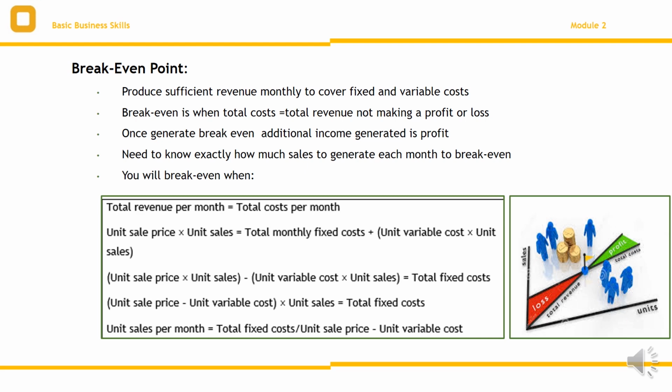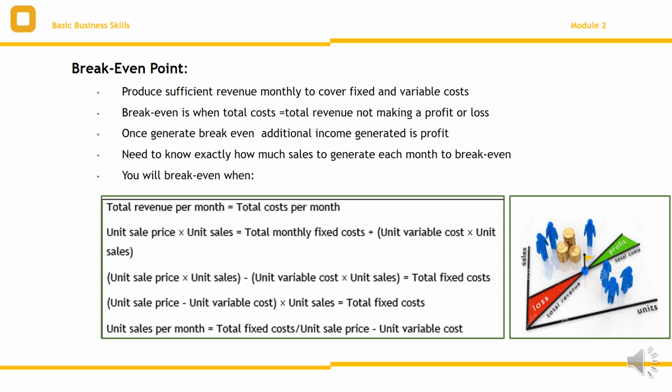You're producing sufficient revenue monthly to cover your fixed and variable costs. Your break even is when your total costs are equal to your total revenue. So the cost that you incurred is equal to the revenue that you've generated in your sales. You are neither making a profit nor a loss. Once you've generated your break even, any additional income after that then becomes your profit. You need to know exactly how much sales you need to generate to break even to be able to cover all your costs that are associated with producing your product or your service.